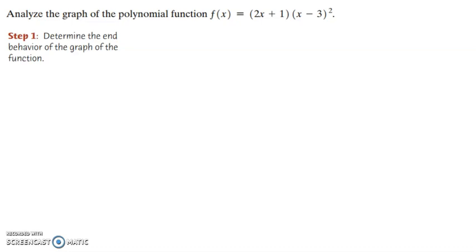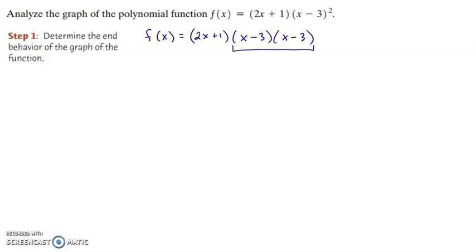So let's do a little bit of rewriting. This is the same thing as 2x plus 1 times x minus 3. And that term was squared, so keep in mind that means we're multiplying it by itself a second time. And we want to go ahead and take two of these factors so that we can multiply them together.